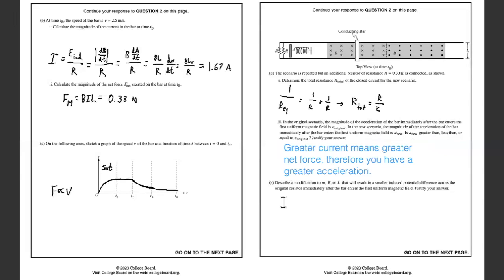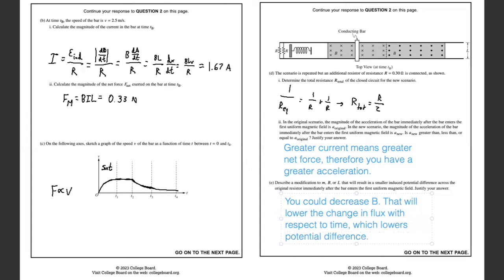Good. All right. Now, part E, describe a modification that will result in a smaller induced potential difference. There are a couple of different answers here. The one that I would say in this case is I could say that you could decrease B. What that's going to do is that will lower the change in flux. If that lowers the change in flux, right, with respect to time, that will also lower the potential difference, which lowers potential difference. Good.